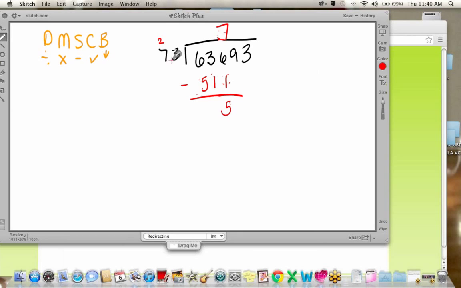6 minus 1 is 5. 3 minus 1 is 2. 6 minus 5 is 1. Is this number smaller than 73? Anybody? Yes. 125 is smaller than 73? I mean, no. Okay. So I still need to go bigger. 8 or 9. Yeah, let's try 8.